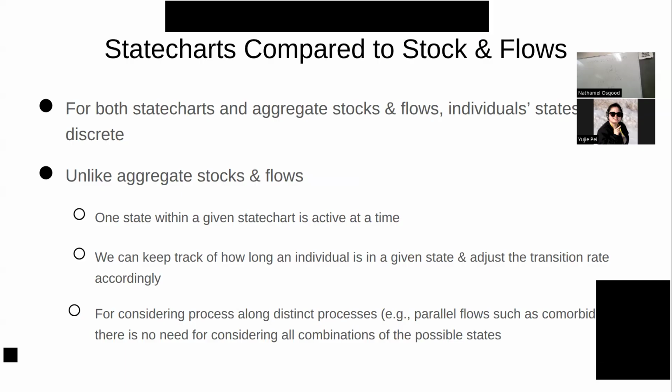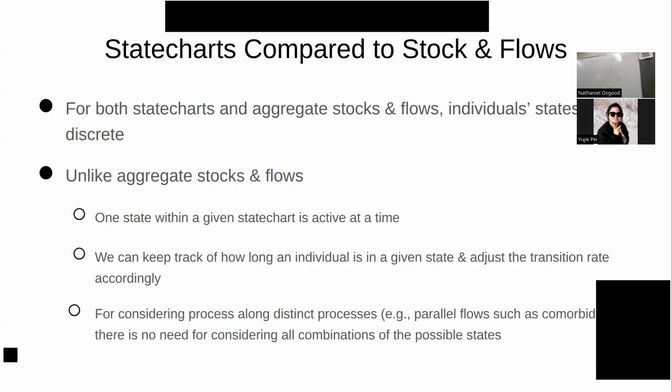But both state charts and stocks and flows, as ways of capturing state, deal with discrete aspects of state, right? It's like susceptible, or infected, or recovered. And you can have the number in each, and you can have it in state charts, right? States, yes. But unlike aggregate stock and flows, we have the ability here to have parallel characterizations of a given person for this state chart, that state chart, this other one, without dealing with a combinatorial explosion.